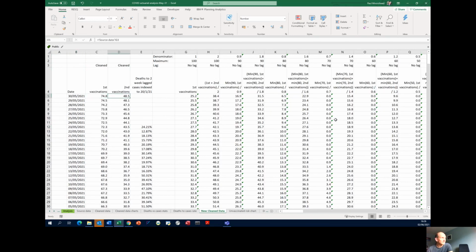Taking my vaccination data, so I know how many adults had a first vaccination and a second vaccination at a certain point in time. And there's various things I can now do with this data. So I can just say, I want to provide an index of who's at risk, really. So I want the sort of inverse of this vaccination rate. So I can just literally take the first vaccinations and say 100% minus the first vaccination rate to get 25 and so on. So that's one way I could do this.